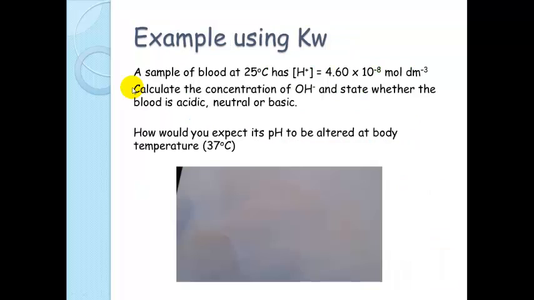Here's an example using Kw. A sample of blood at 25 degrees Celsius has a concentration of H+ equal to 4.6 times 10 to the negative 8th molar. Calculate the concentration of OH- and state whether the blood is acidic, neutral, or basic. How would you expect its pH to be altered at body temperature, which is higher at 37 degrees Celsius?